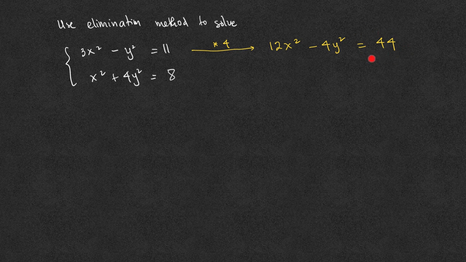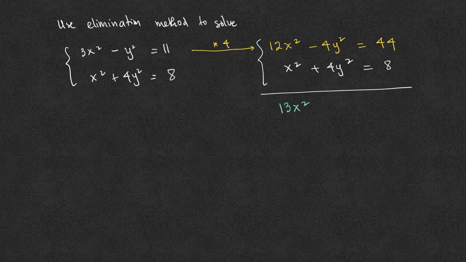It is very important. And if we do that, observe that we have the same amount, but the opposites of the y squared term. We then rewrite the second equation, x squared plus 4y squared equals 8. We then add the two equations, and this is what we're allowed to do. We obtain 13x squared, and now the y squared terms canceled out. 44 plus 8 is 52.